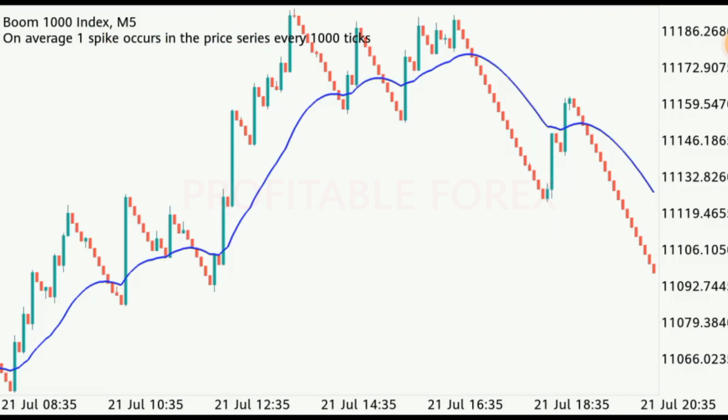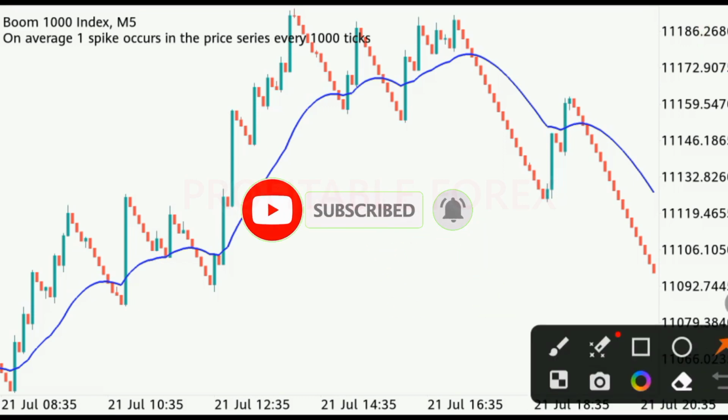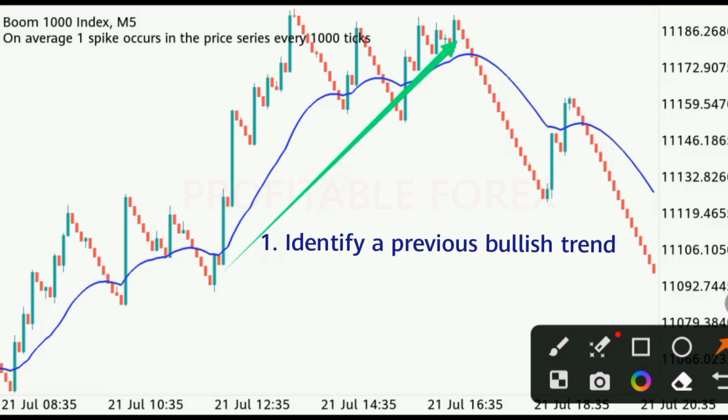Firstly, you have to identify that the previous trend was bullish. Okay, you have to identify that there was a previous bullish trend like we have here. Okay, like we have here, we had a previous bullish trend just like that, and that's one thing you should identify, previous bullish trend.